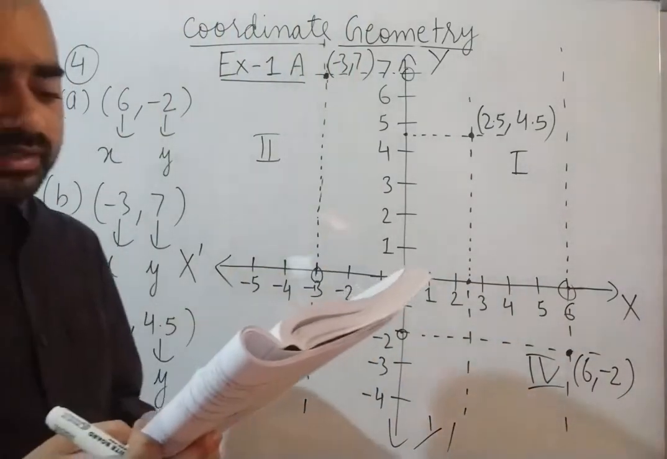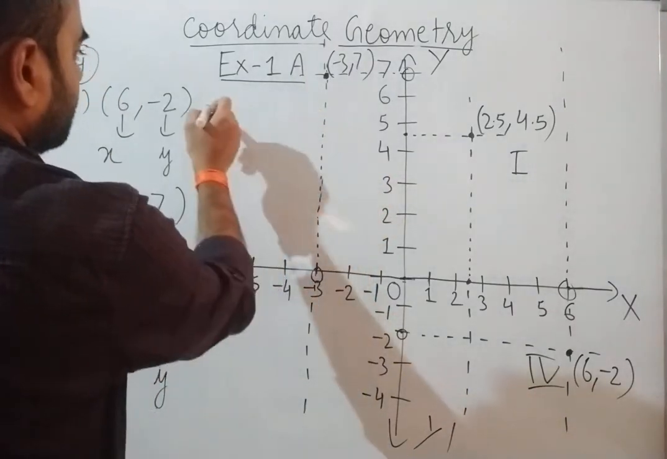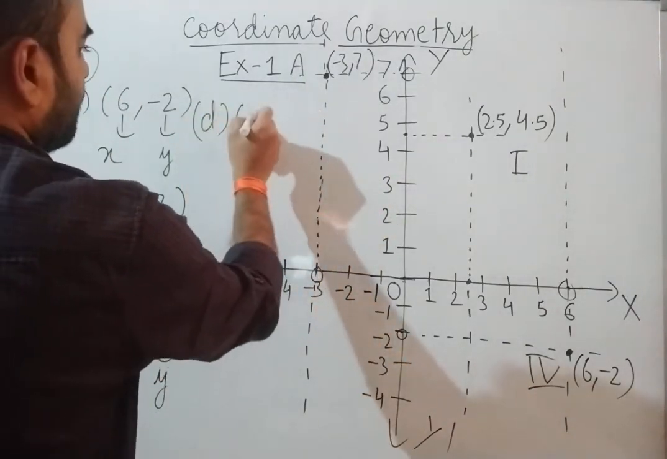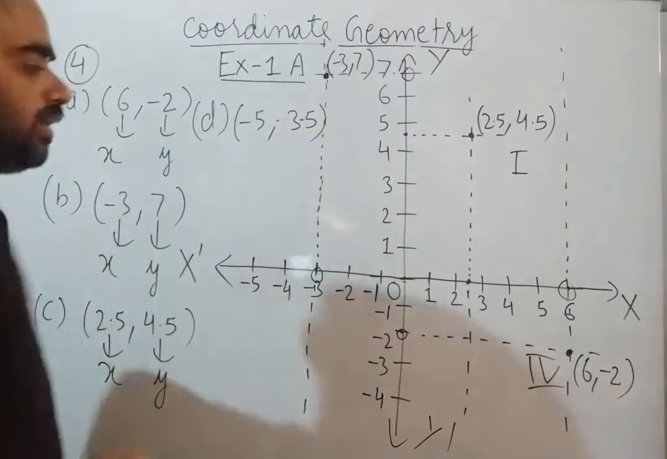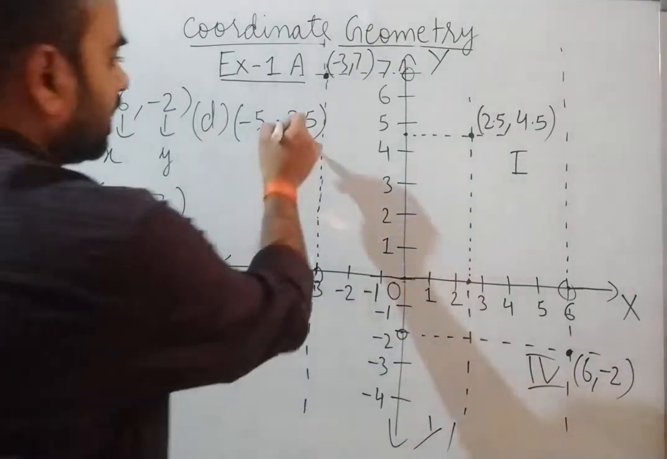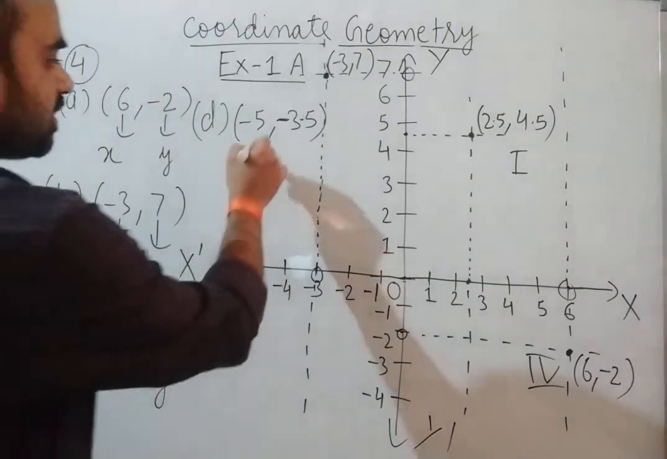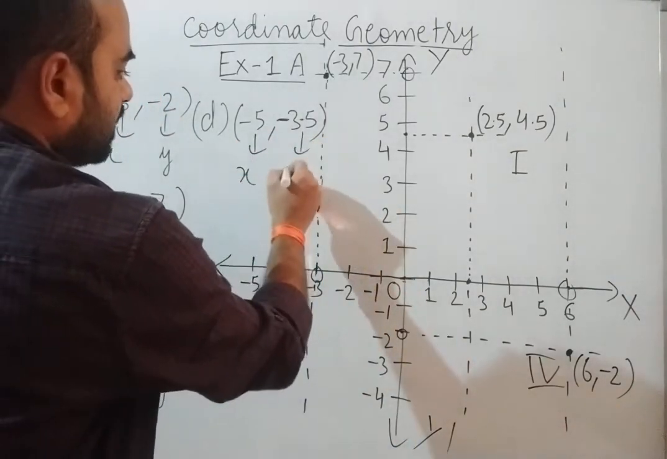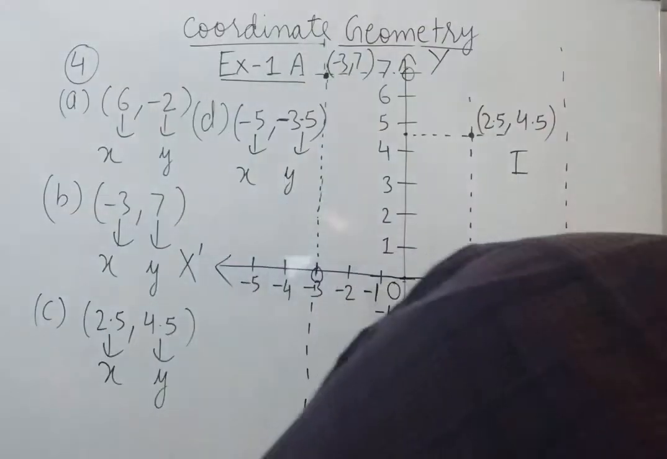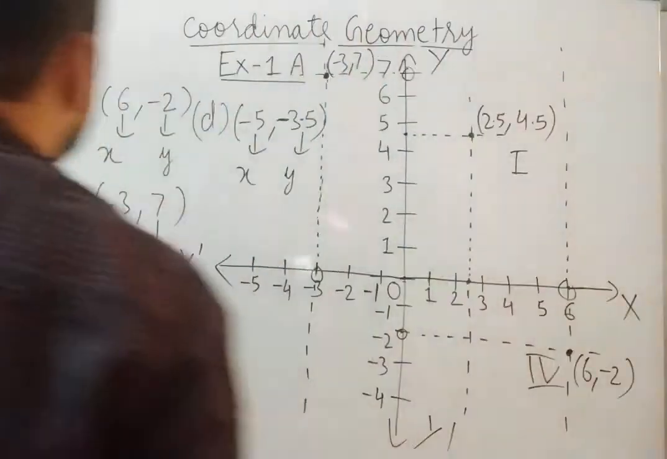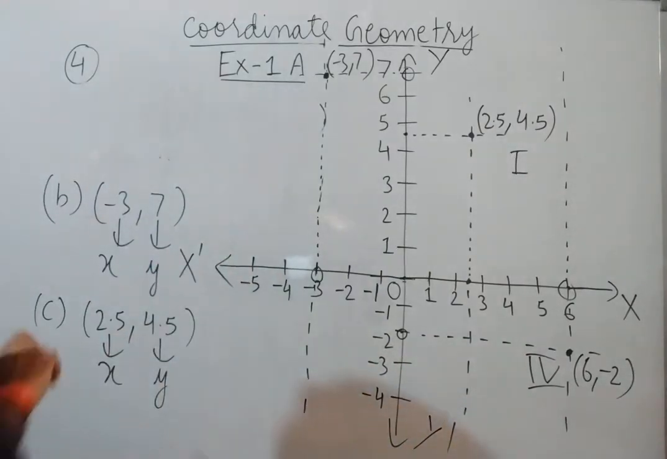Now the last one is minus 5, 3.5, D part. Sorry, both are negative, correct. So minus 5, minus 3.5. Again, minus 5 means x is minus 5 and y is minus 3.5. Correct.